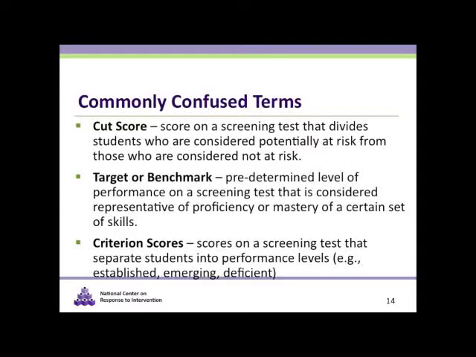The term cut score is sometimes used to refer to criterion scores that separate students by performance levels, commonly viewed by green or primary, yellow or secondary, and red or tertiary highlighted students. It is important to remember that the purposes of these two terms, cut score and criterion score, are very different. We will talk more about this in a bit.